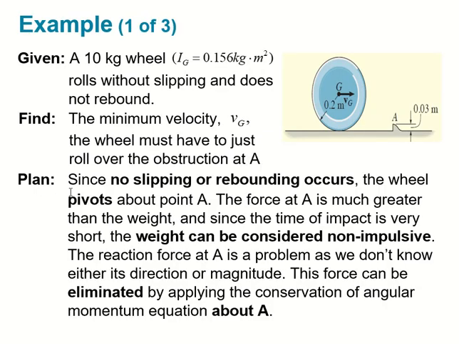All right, the 10 kilogram wheel again. Here your mass moment of inertia is given to you. And of course this is rolling, no slipping, so it is balanced and taking the motion in that way. It won't rebound, meaning bump and then come back. We need to find the minimum velocity that the wheel needs to roll over. And there's a little obstruction right here because the surface changes. See the bump, a little bump A here, about 0.03 meter.